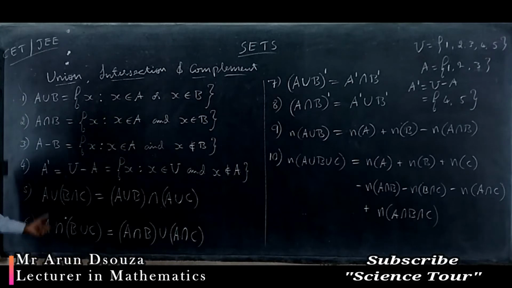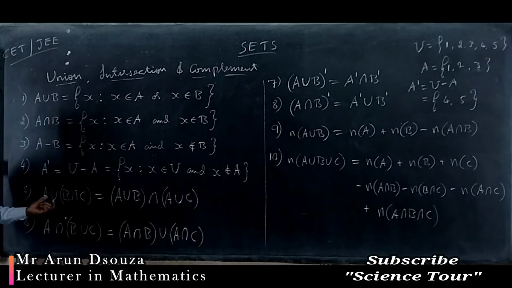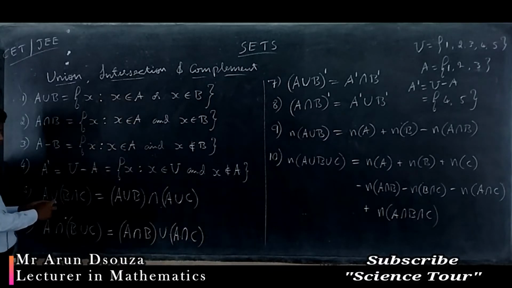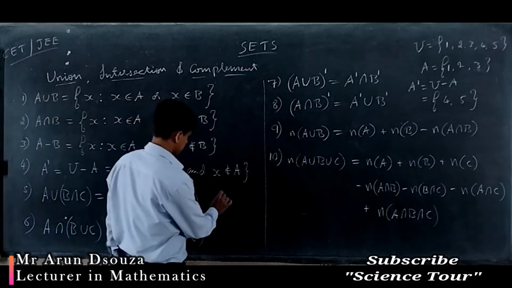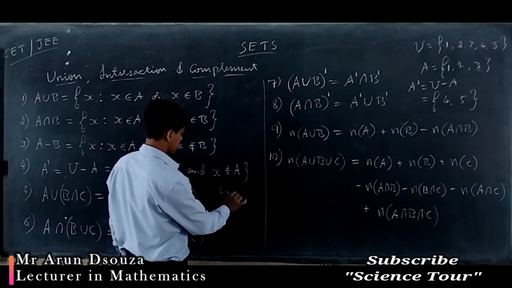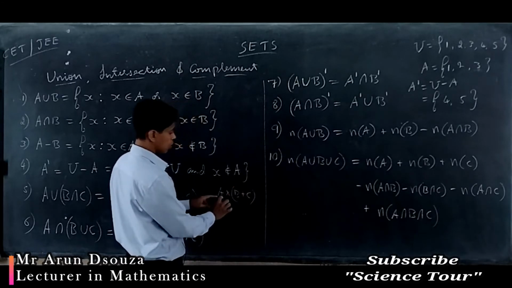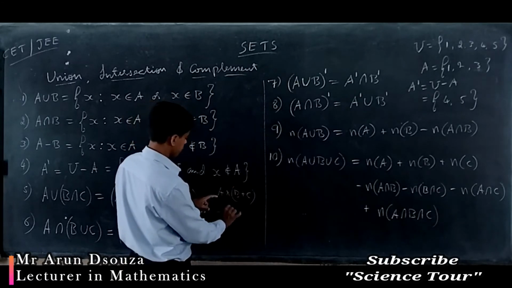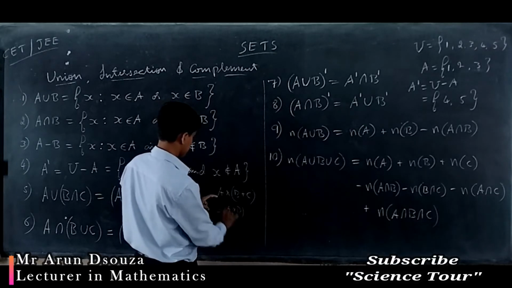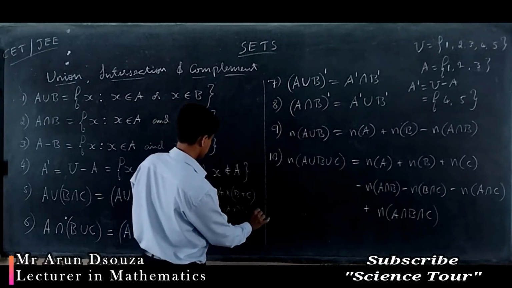Next, these are distributive properties. Firstly, you have A union B intersection C, and the second one is A intersection B union C. It's just an interchange of union and intersection. Now how do you understand this? Think like this. You have A into B plus C, a simple thing. So how do you write it? First A into B, and then plus A into C.